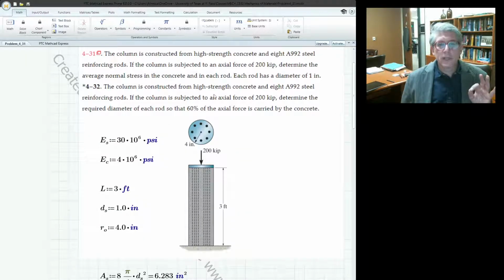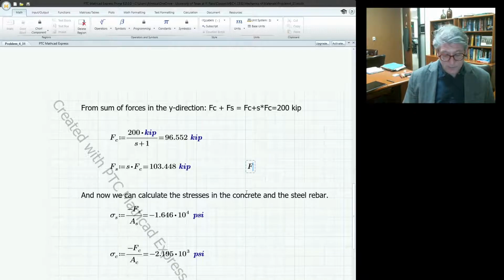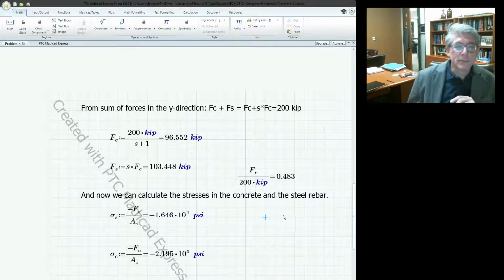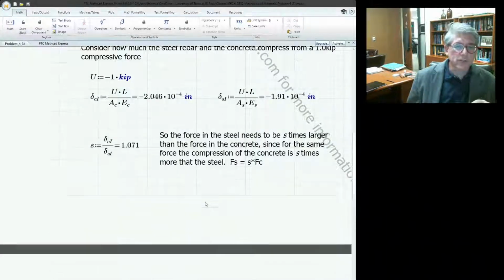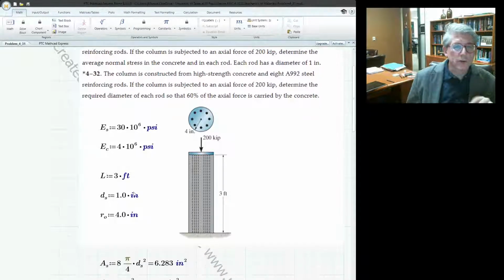So the force in each rod, we want the force in the concrete to be 60% of the total force. So right here we got the force in the concrete. That factor we want to check is the force in the concrete divided by the 200 kips. And you see now it's 48%. So we're at 48%. We want that to be 60. So what we want to do is reduce the diameter of the steel rods. They want you to change the diameter of the steel rods, right? So we want more force in the concrete. We want the concrete to be stiffer. So we're going to drop the diameter of the steel rods.